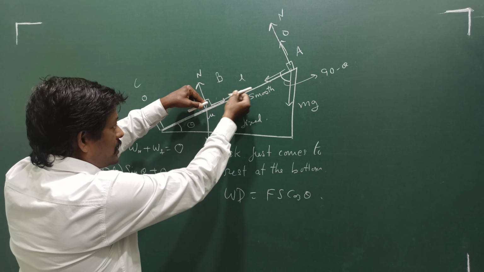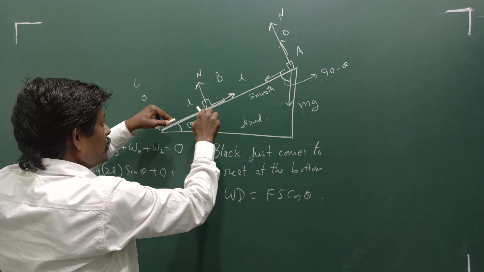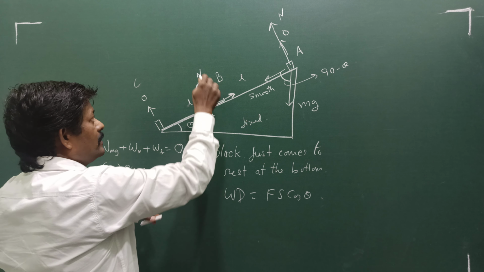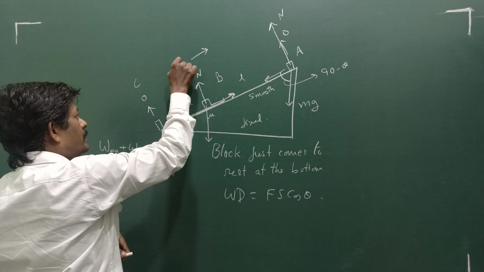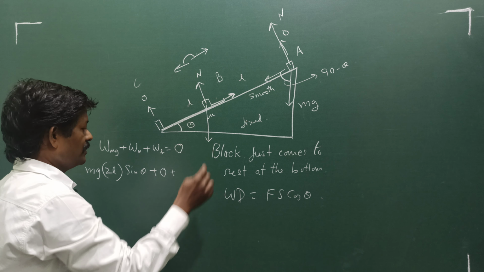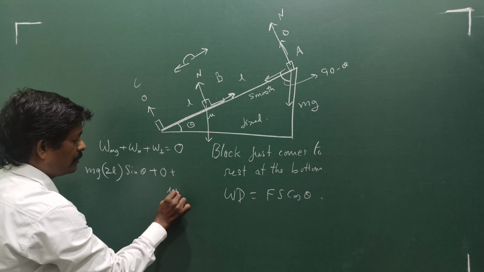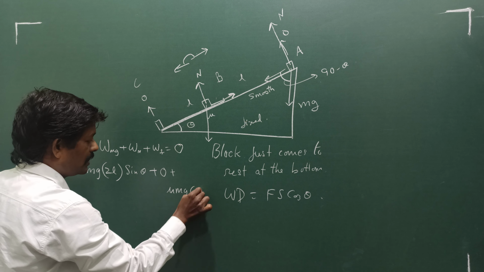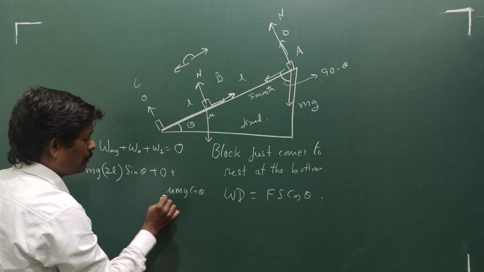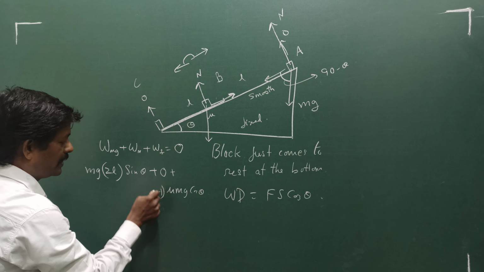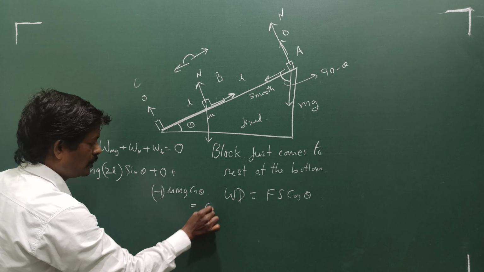So mu mg cos theta into L into cos of the angle between friction and displacement, 180. Friction is this side, displacement is down, angle is 180. So I can write mu mg cos theta into minus 1, because cos 180 is minus 1. The total change in kinetic energy equals 0.